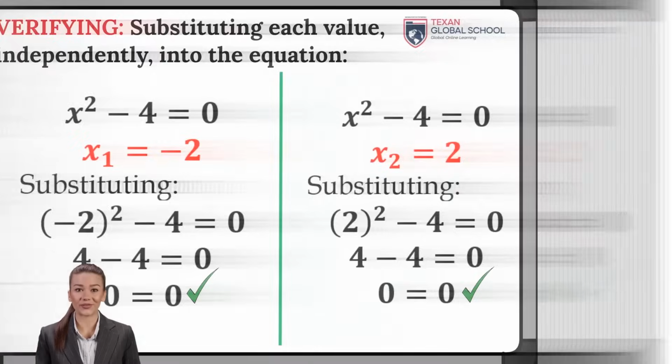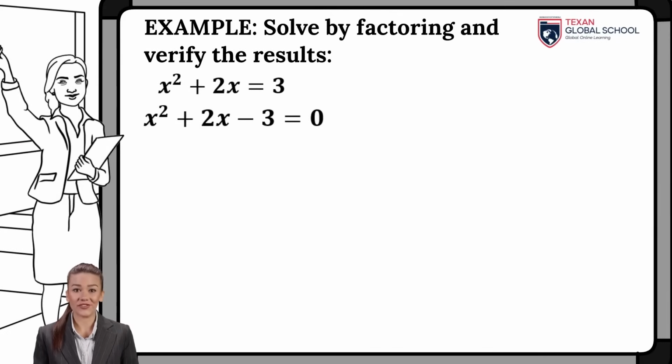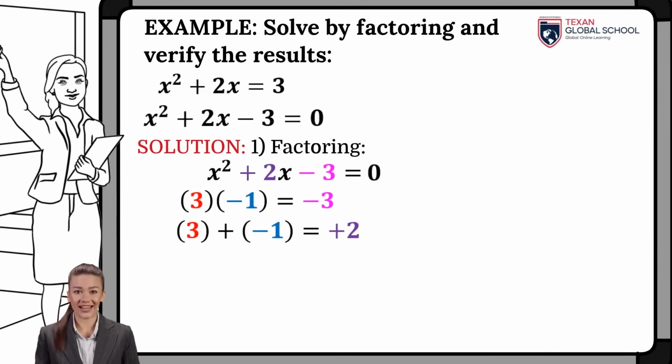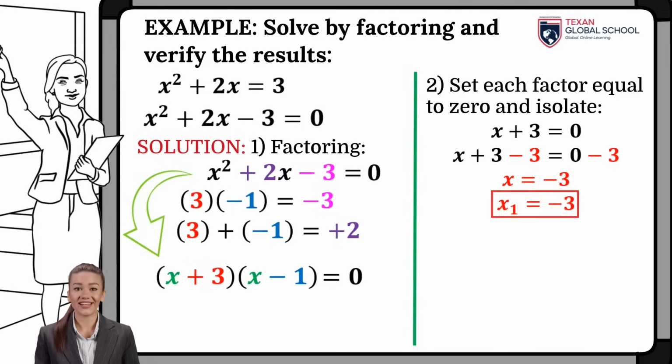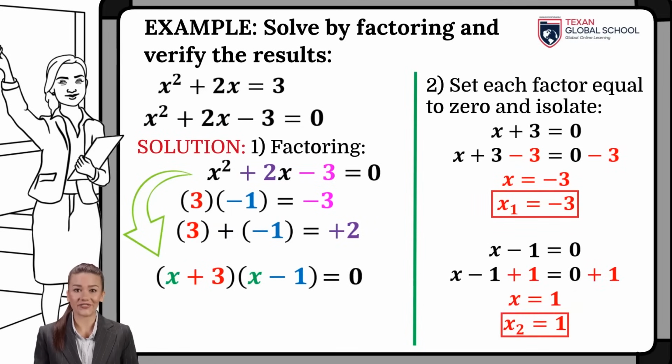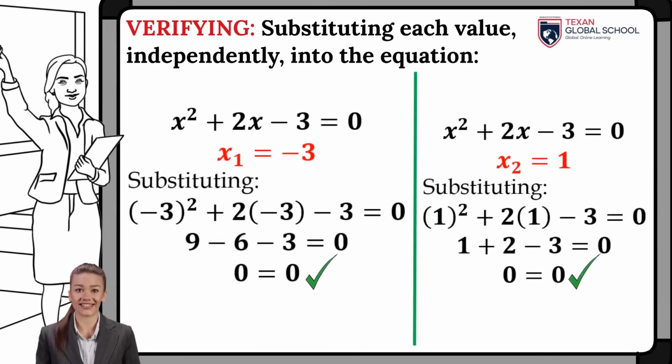In the following example, we first set the equation equal to 0. We can see that we have a trinomial of the form x squared plus bx plus c, which is factored by looking for 2 numbers that, multiplied, give -3 and added, +2. Then, the factors are x plus 3 times x minus 1. We set each factor equal to 0 and isolate the variable, thus obtaining 2 solutions, when x equals -3 and when x equals 1. Also, to verify, we substitute the values into the original equation. We can see that both solutions satisfy the equality.